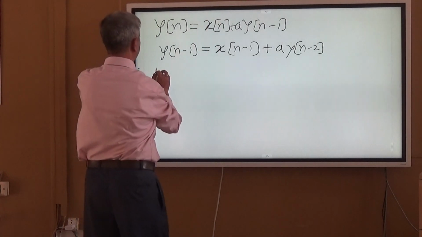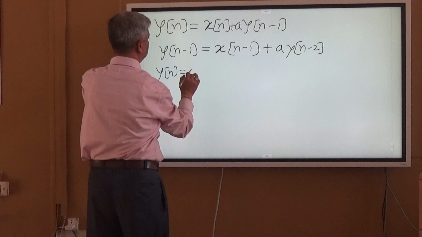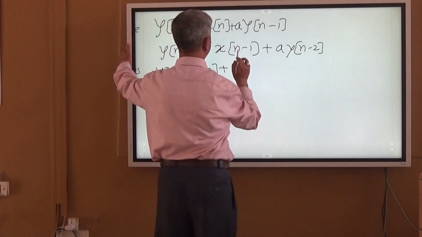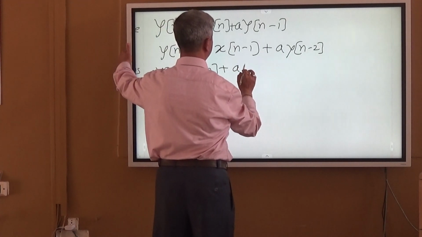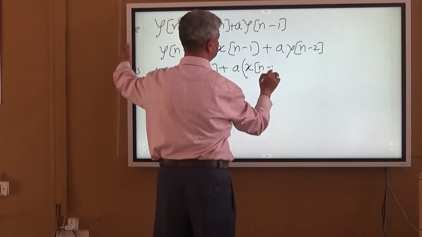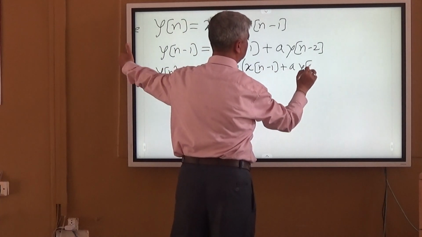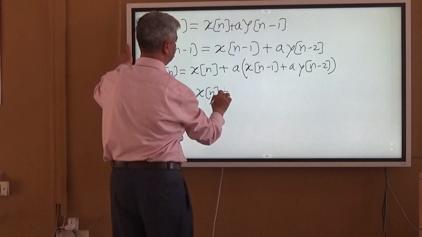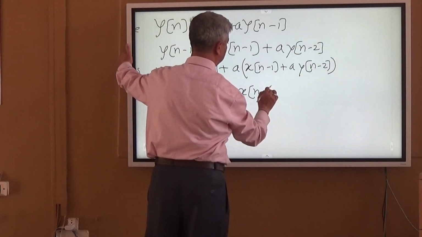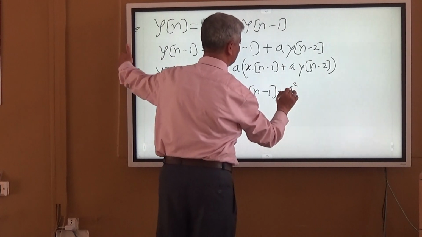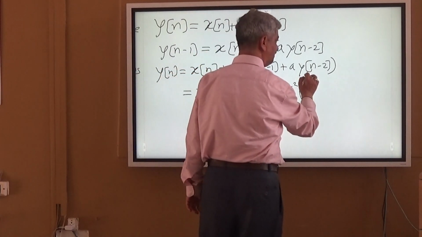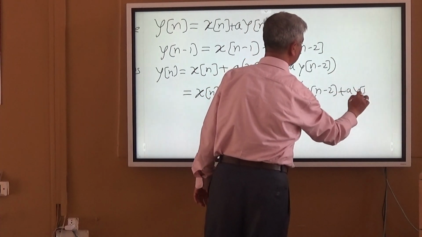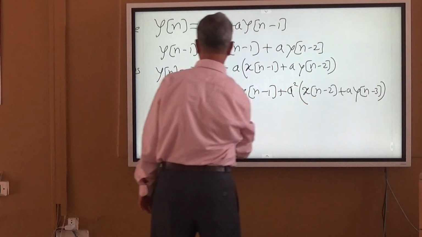So that you put there, so yn becomes xn plus a into xn minus 1 plus a yn minus 2. So that is equal to xn plus a xn minus 1 plus a square, and what you can put there? yn minus 2 is xn minus 2 plus a yn minus 3. So that you can again expand.